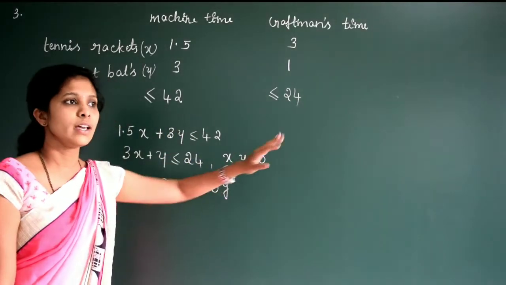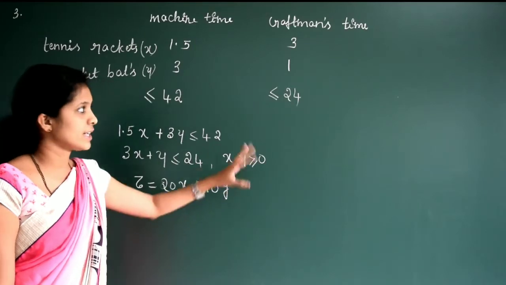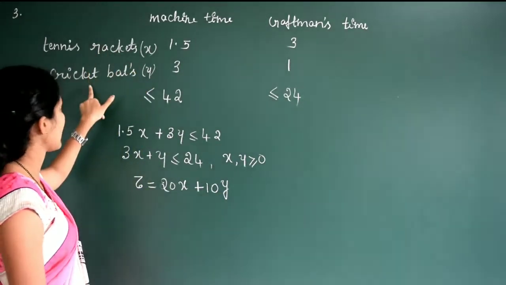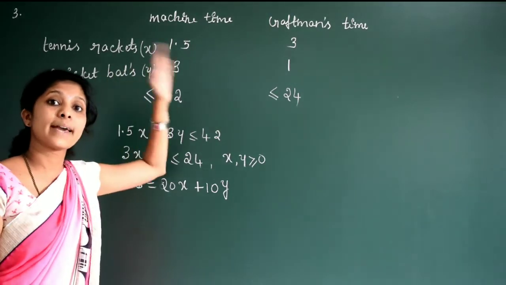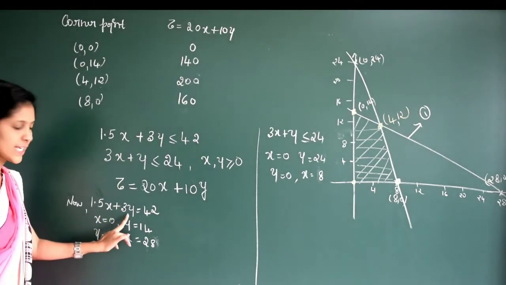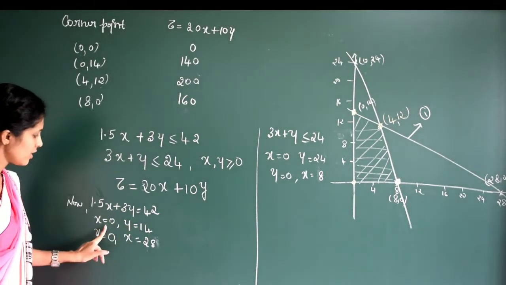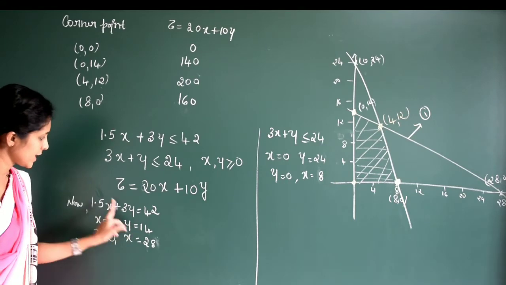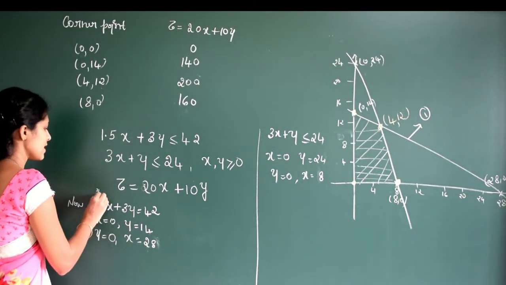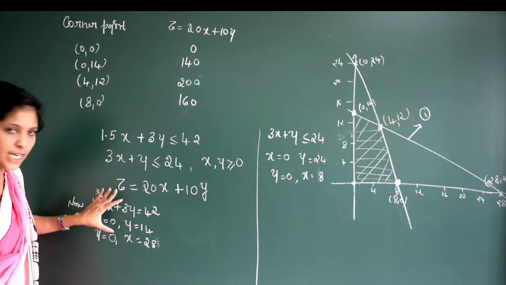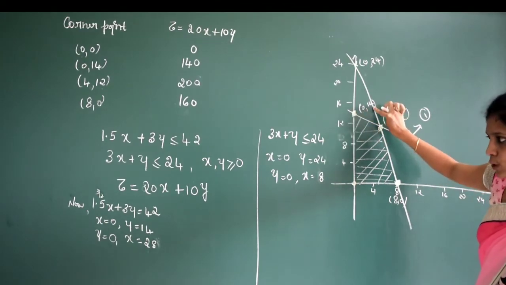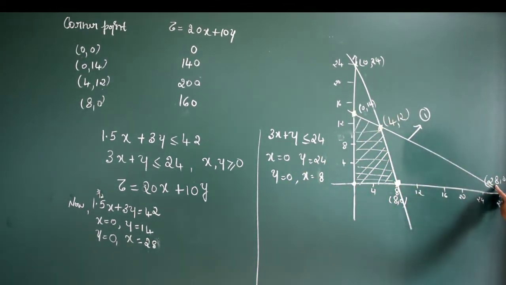By using this we can solve the equations and find the maximum number of tennis rackets and cricket bats to get the maximum profit. See the first equation, 1.5x plus 3y is equal to 42. Whenever the value of x is 0, y will be 40, and when y is 0, x will be 28. If you want, you can take this as 3 by 2 for simplification, it will be easy. So this is our first line: x is 0, y is 40. Another one is x is 28 and y is 0.